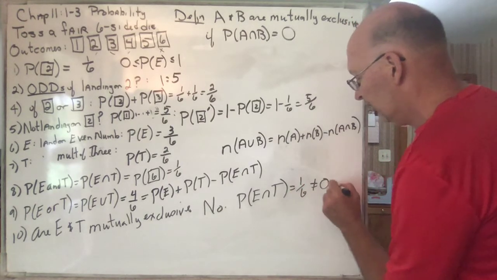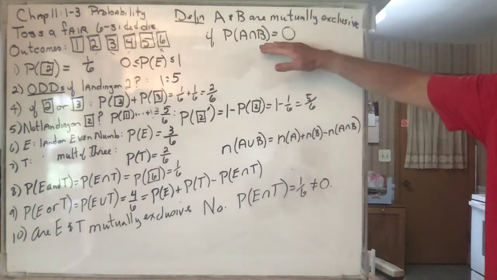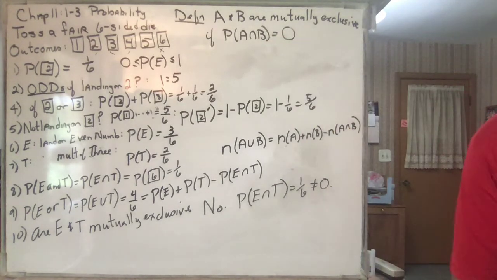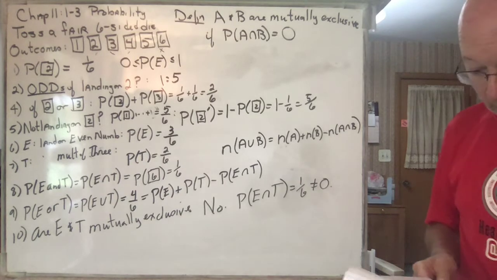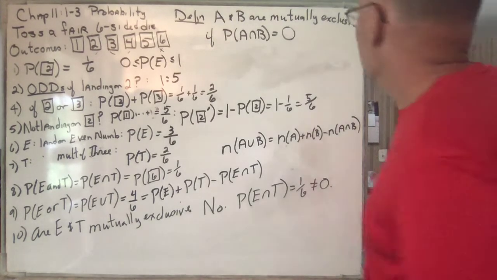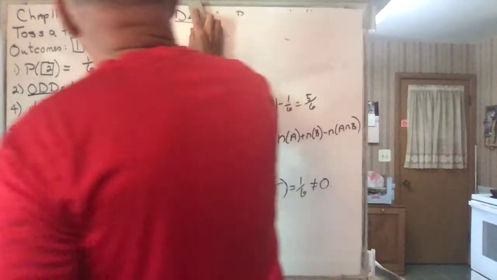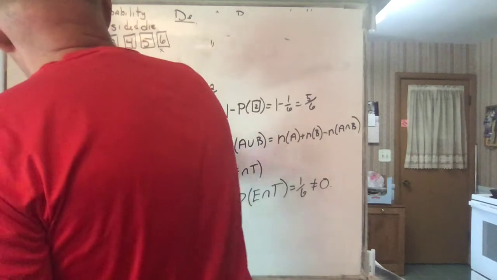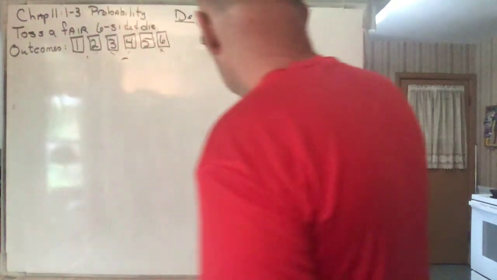Which is not equal to 0. Okay? So that's what it means to be mutually exclusive, is if they both can't happen at the same time. Okay, very good. So now let's erase all of this and, we'll keep this right there, but ask another question.